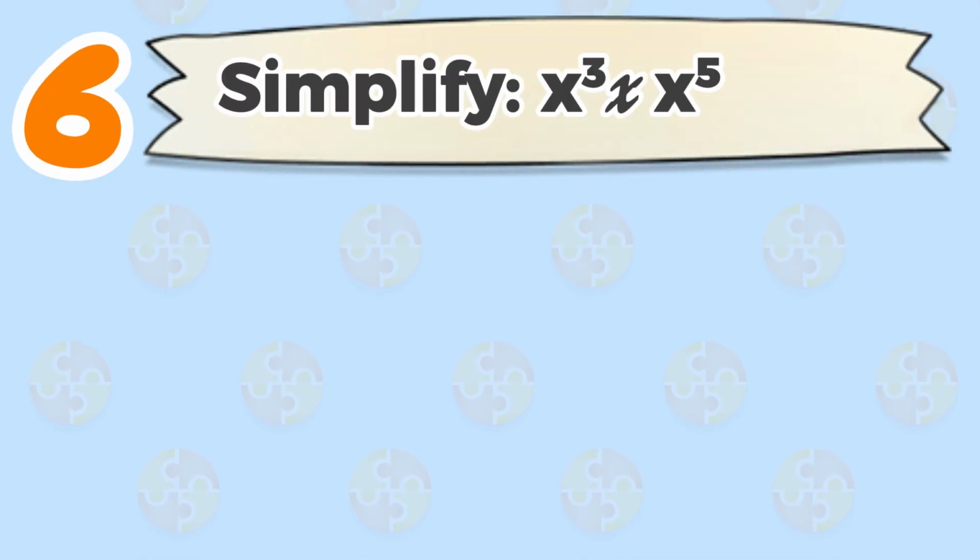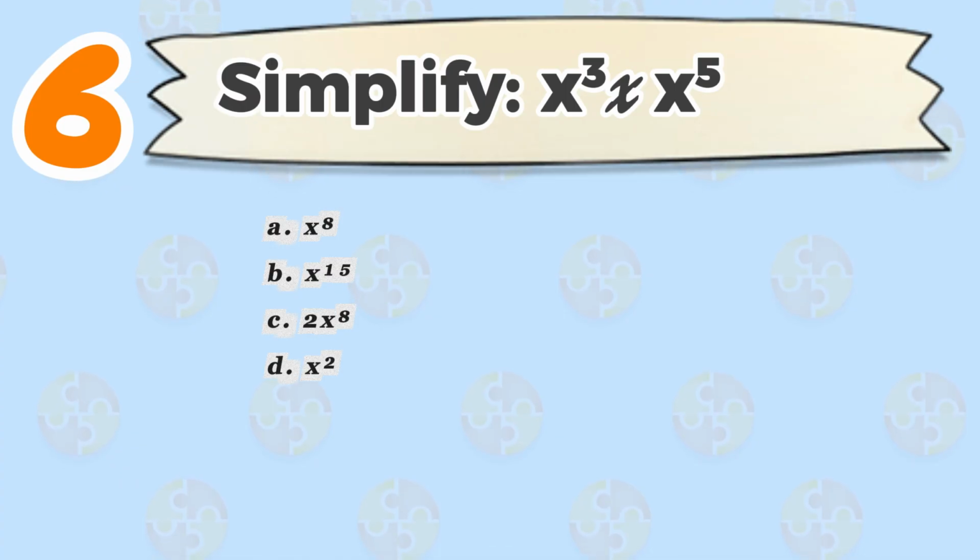Question number 6. Simplify x cubed times x to the 5th power. The choices are A. x to the 8th power, B. x to the 15th power, C. 2x to the 8th power, D. x squared.